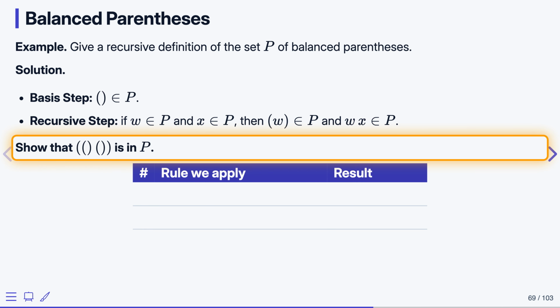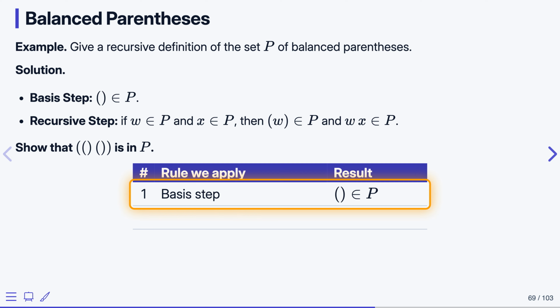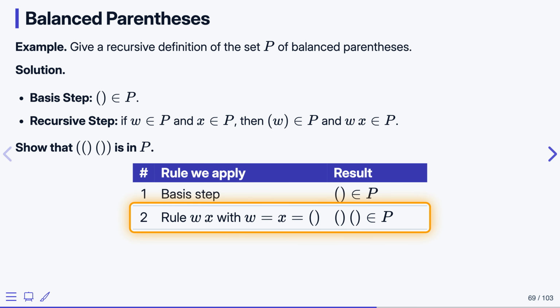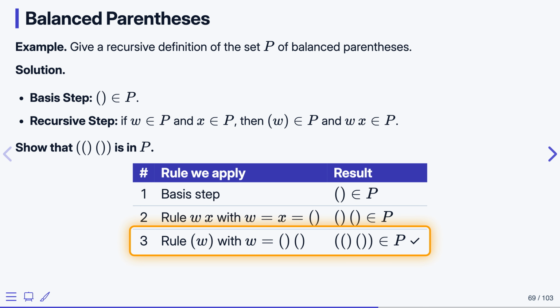Now let's build one string. Step 1. The basis step gives us one pair. Step 2. Use the second rule, W followed by X, with both of them that one pair. We get two pairs side by side. Step 3. Use the first rule, wrap W in a pair, with W being those two pairs. We get the string we wanted, so it is in P.